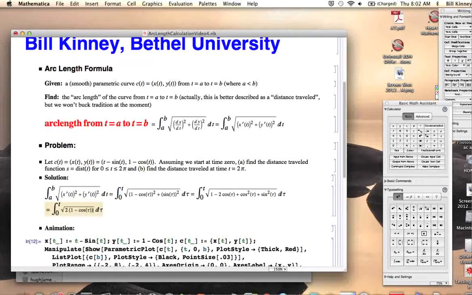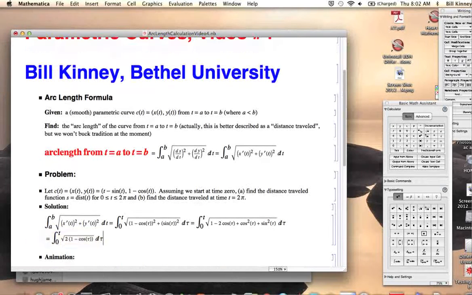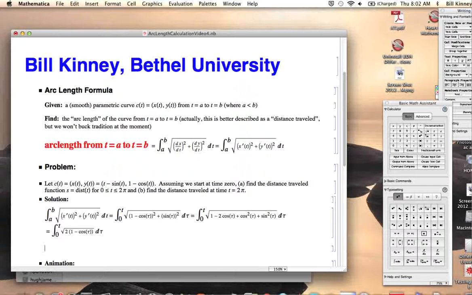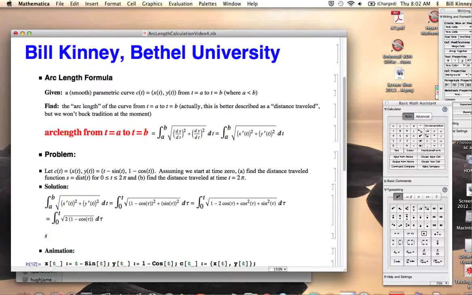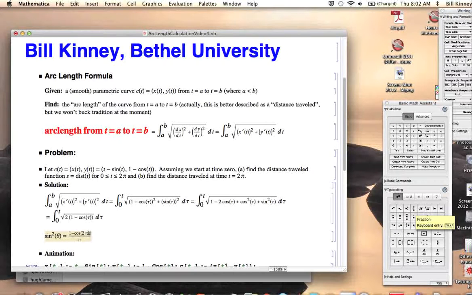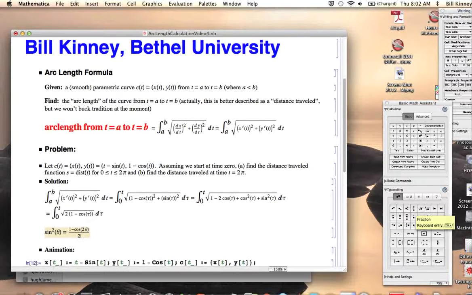What do you do to do this integral? Oftentimes with integrals involving trigonometric functions, you need to use a trigonometric substitution, some sort of identity. And the identity that's really useful in this case is that sine squared of an angle is 1 minus cosine of double that angle, divided by 2.